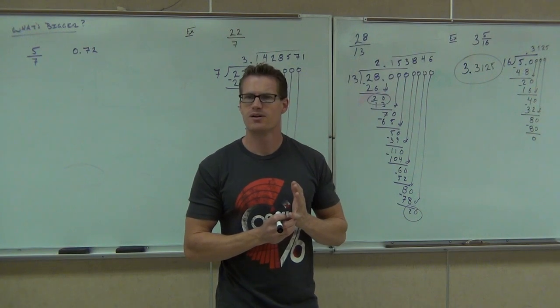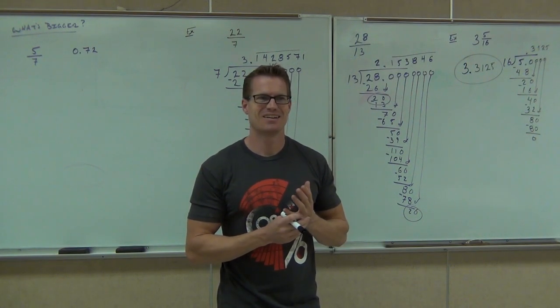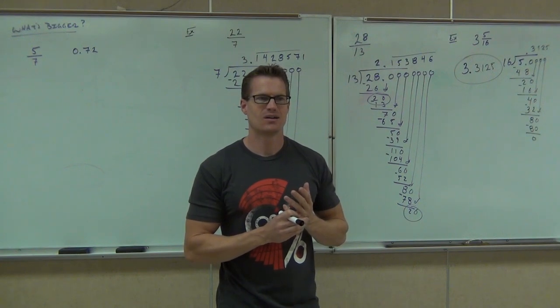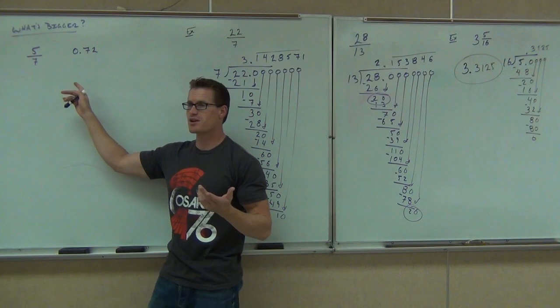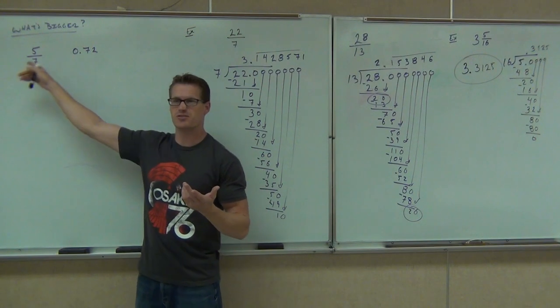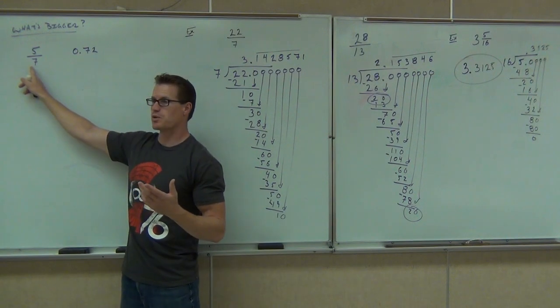How do you know? Because I'm guessing. 0.71. Wait, how'd you get that, Rachel? I took the calculator. Okay, so is there a way you can just look at this and find out which one's bigger? No, not really. That's a decimal, that's a fraction. So if I convert this to a decimal, then would you be able to tell?